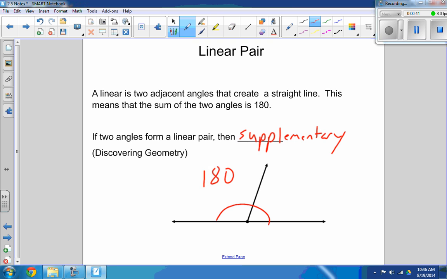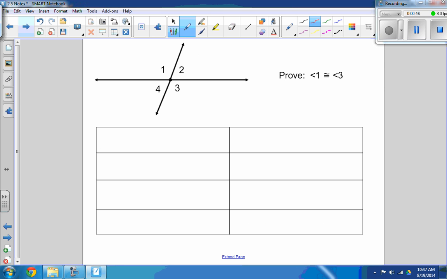So let's take this concept to the next step. Let's actually use some of that deductive reasoning to prove what we're going to look at next. I want to prove that angle 1 is congruent to angle 3. So let's use the idea of linear pairs. Based on the idea of linear pairs, we know that angle 1 plus angle 2 equals 180 degrees.